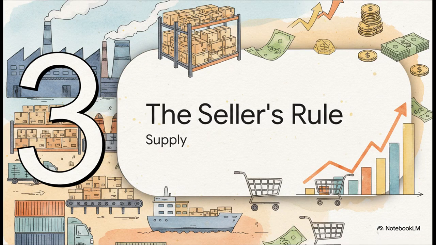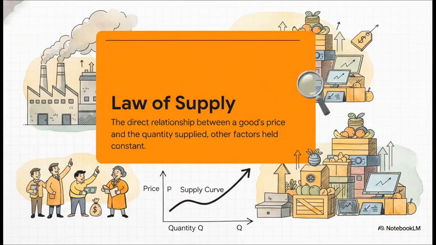All right, so that's the buyer's side of the story. Now let's hop over to the other end of the rope and check out the seller's rule. And this one is all about supply. Now for sellers, the logic is completely 100% flipped on its head. The higher the price, the more they want to sell.